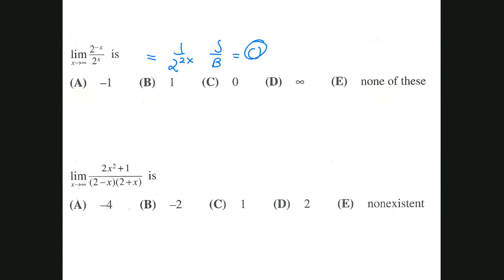All right, how about the next one? The limit as x approaches infinity of 2x squared plus 1 over 2 minus x times 2 plus x. Letter B. Caleb says letter B. I agree. Because if you multiply this out, and you only have to multiply this part out, I don't have to do everything, because I know that this is going to give me my highest. So that's going to be negative x squared, and the top has 2x squared. So all I have to do is that's 2 over negative 1, which is negative 2. So yeah, it is correct. Very good.